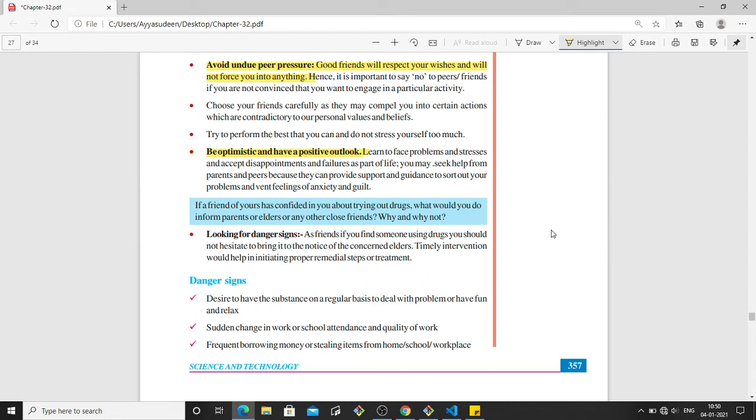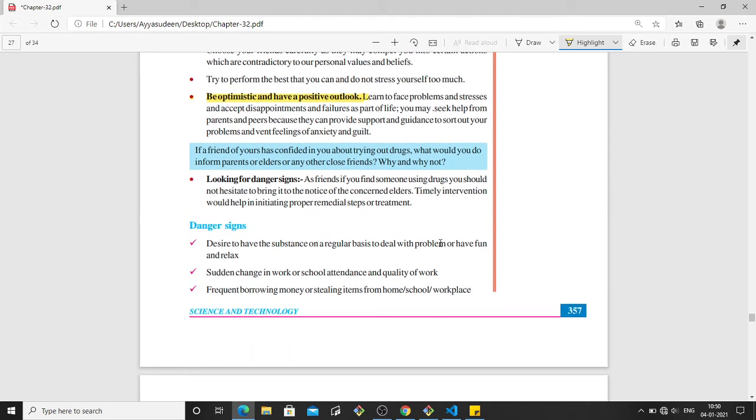And you should tell the elders, your teachers, that this person is doing like this, so that you help your friends. You should not participate or hide what he's doing. Okay. Because it will help him. The elders will help the person who is addicted to this, whether it is tobacco or other drugs. The elders will help the person to come out of it.